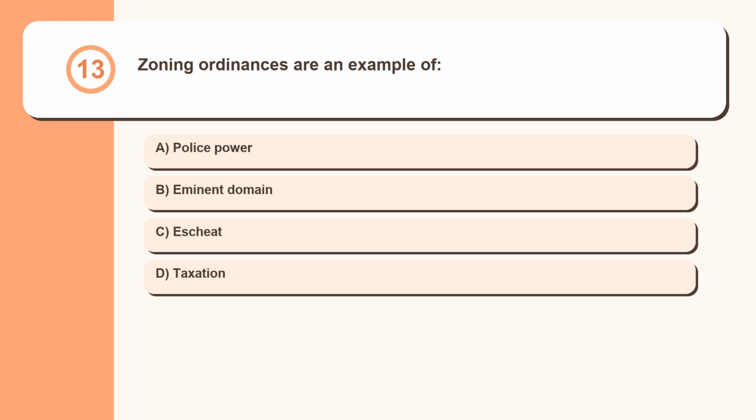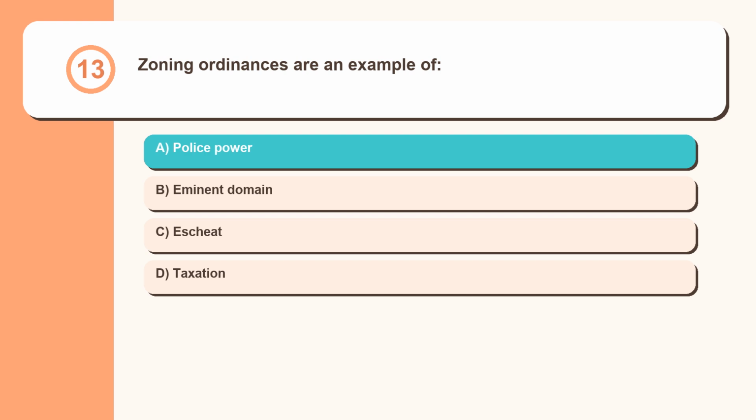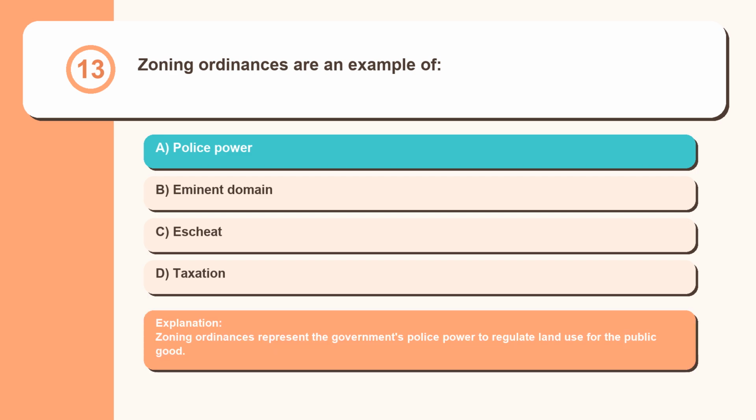Question 13. Zoning ordinances are an example of police power, eminent domain, escheat, taxation. Zoning ordinances represent the government's police power to regulate land use for the public good.